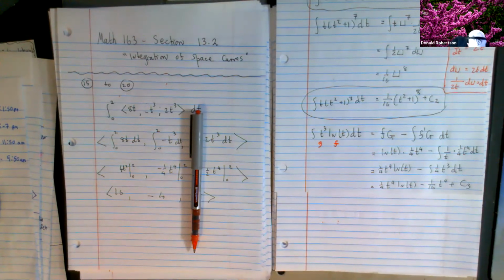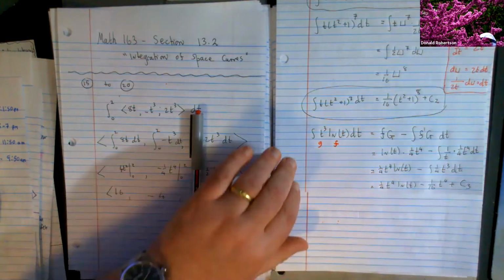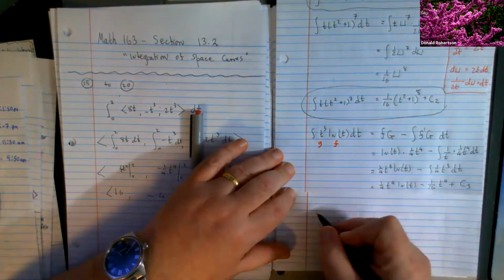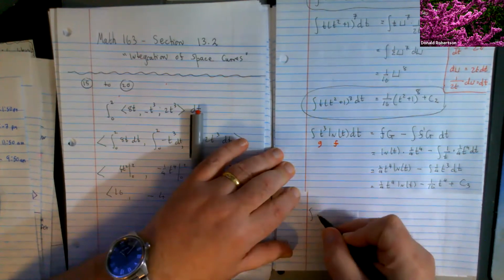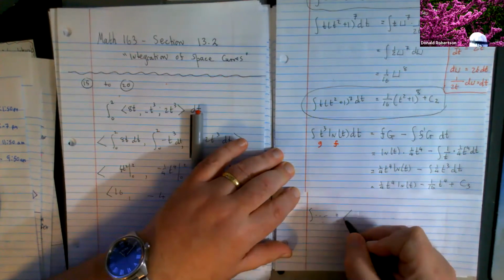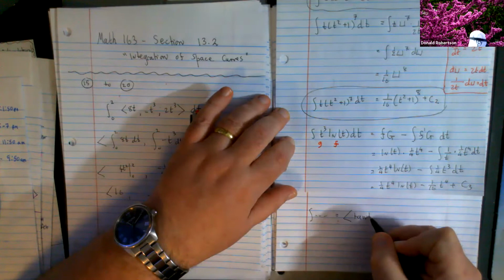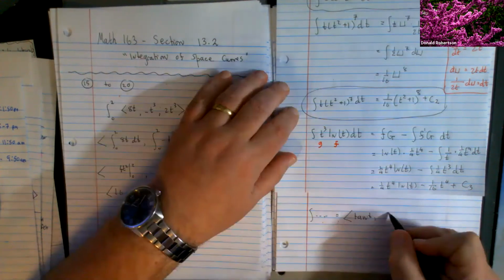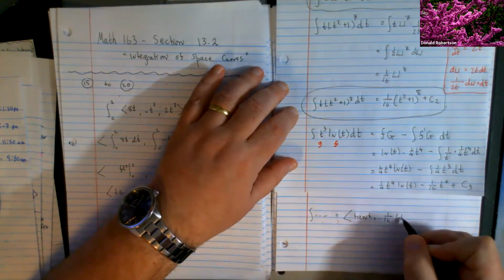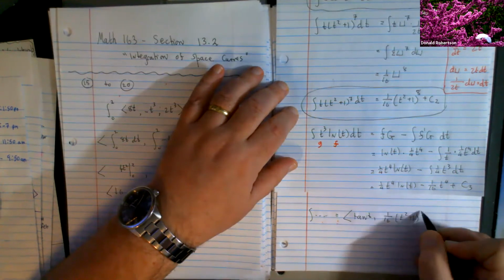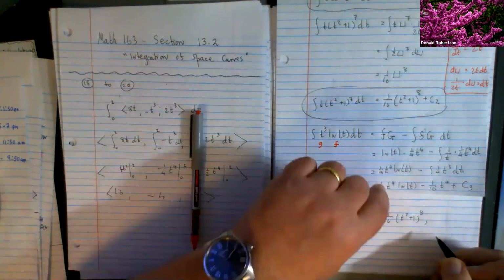So what will your answer look like when you put all 3 pieces together? Well, the integral will equal this fella, tan t, this fella, 116 t squared plus 1 to the 8, and this ugly fella.